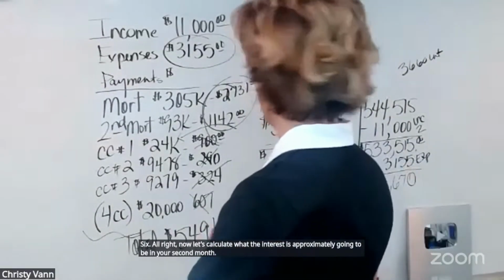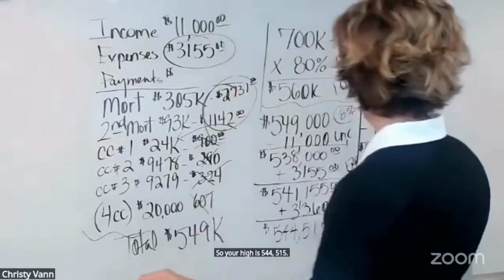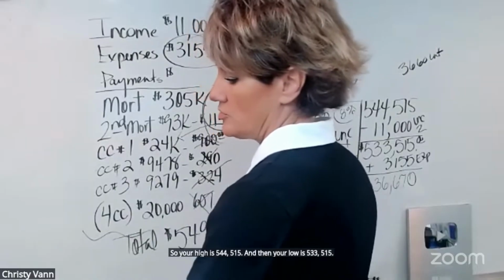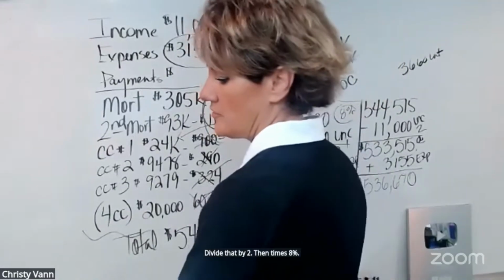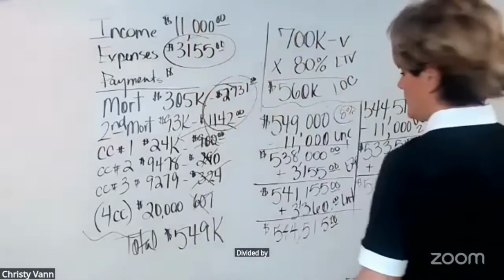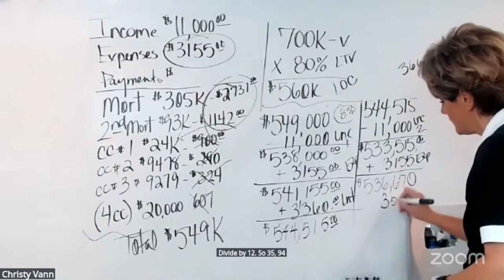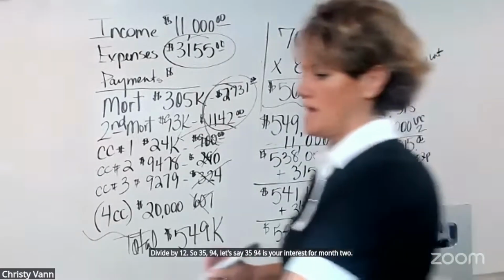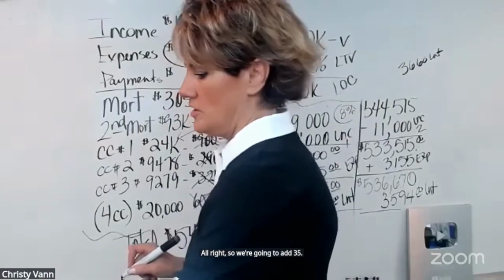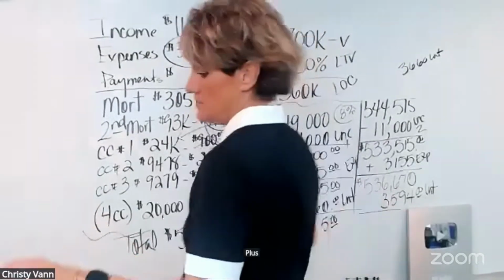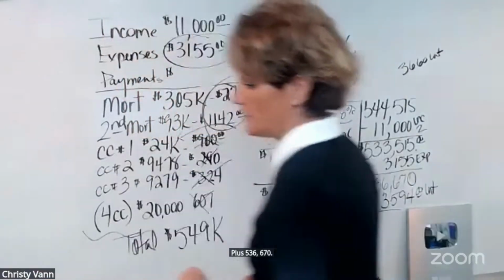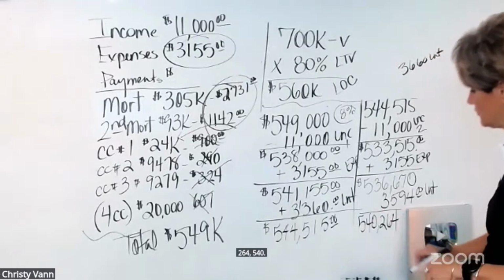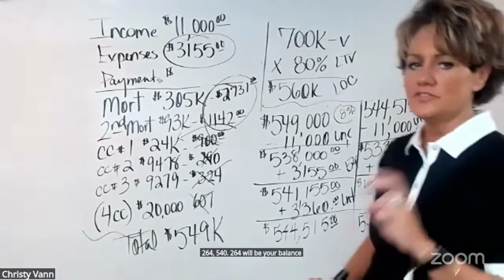So your high is 544,515, and then your low is 533,515. Divide that by 2, then times 8%, divide by 12. So 35.94, let's say 35.94 is your interest for month 2. All right, so we're going to add 35.94 plus 536,670. So 540,264 will be your balance at the end of your second month.